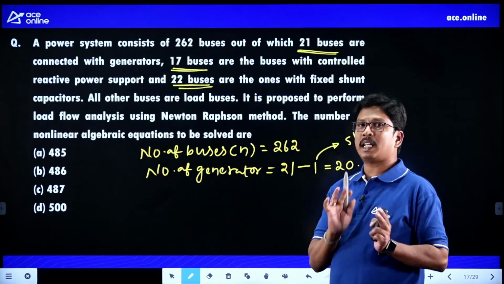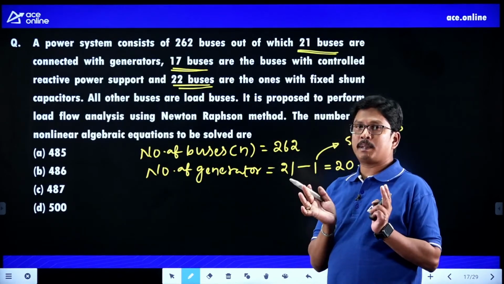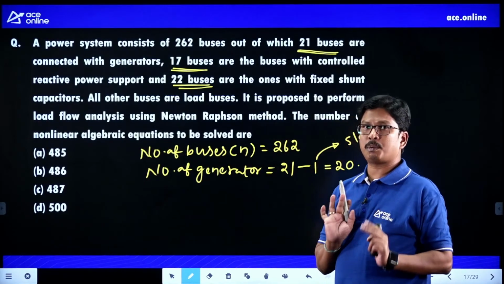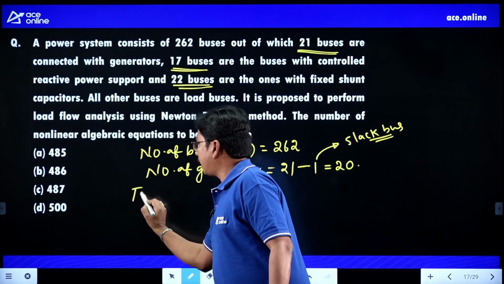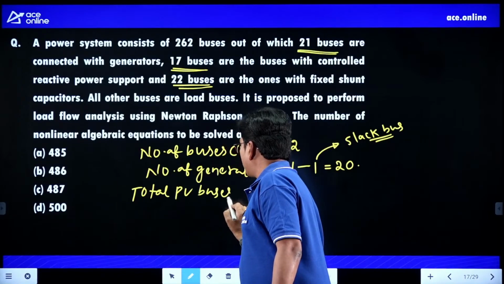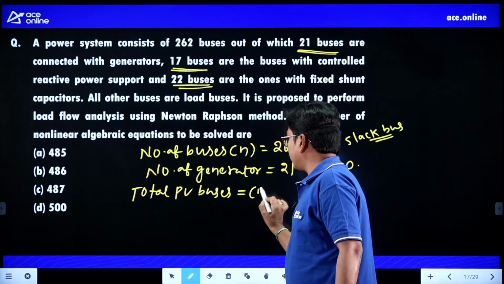But how many total PV buses are there? The total PV buses must be the number of generator buses plus the number of reactive power support buses. So the total PV buses, we can denote with M.